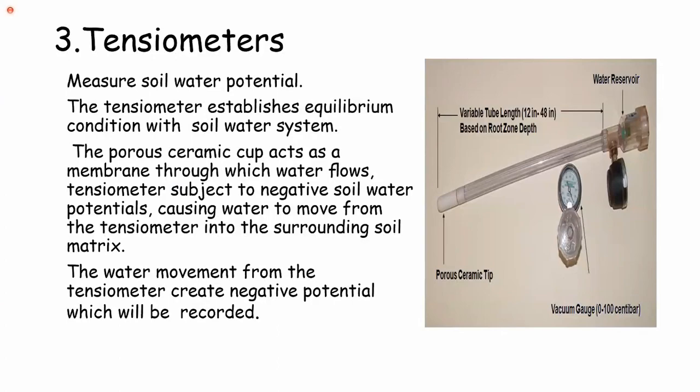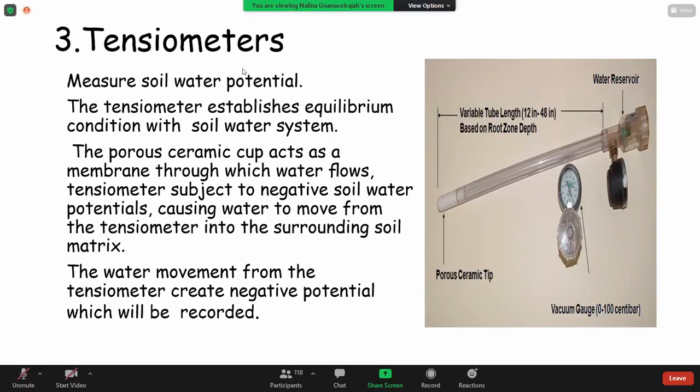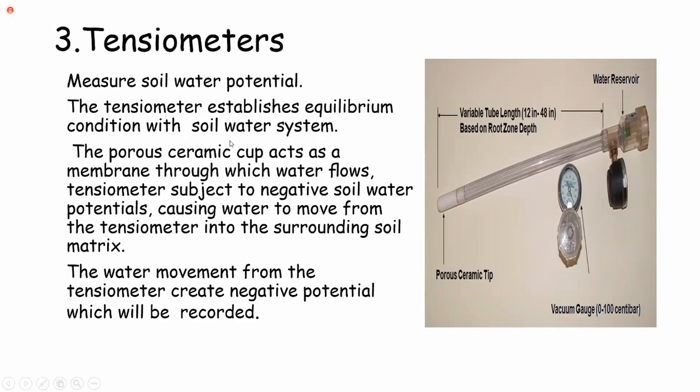Now we'll move on to tensiometers. Okay. Here, the tensiometer mainly measures the soil water potential. We'll be studying soil water potential in detail in the next class. For the time being, you just need to know the term. So the tensiometer establishes equilibrium condition with the soil water system.